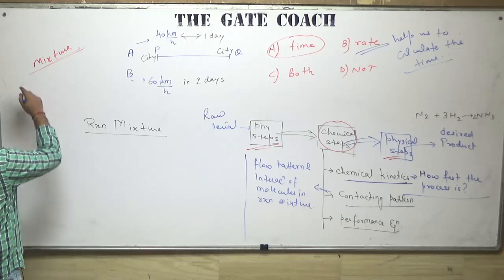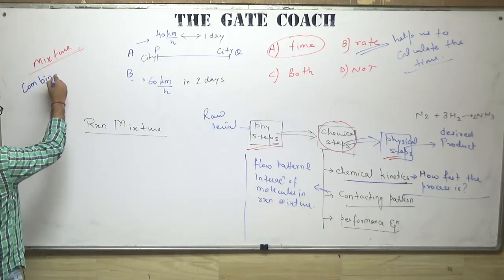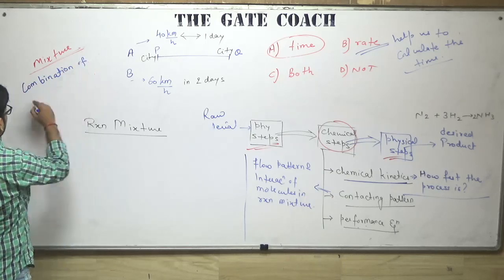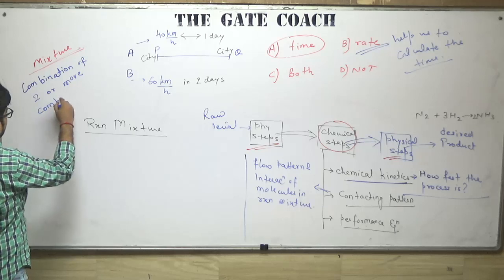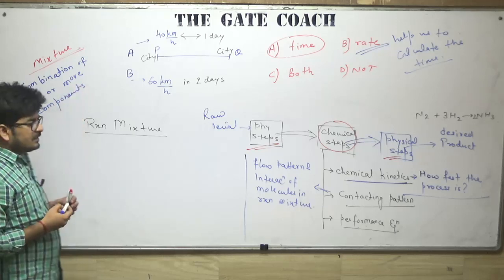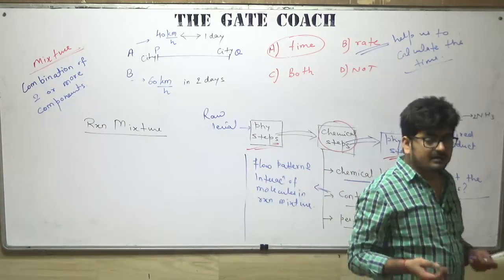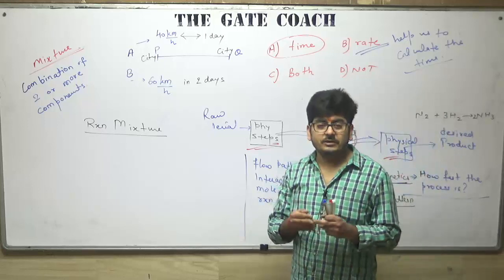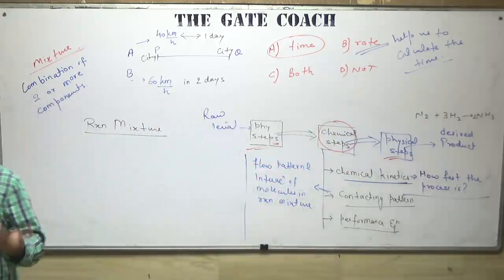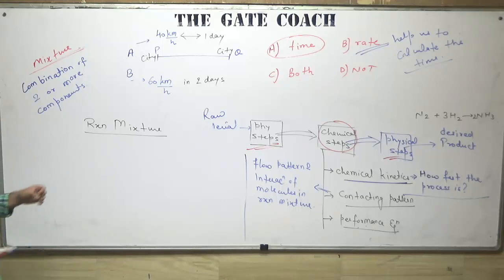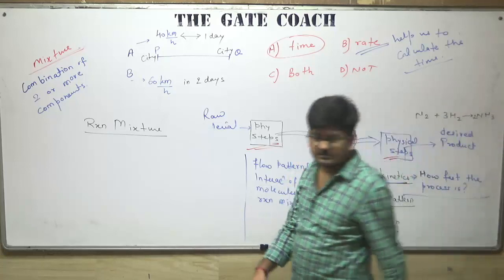Mixture we can define in simple words. We can say mixture is the combination of two or more components. The components can be of different types, or a mixture can also have the same component at different temperatures. Like if you mix hot water and cold water, that is also a mixture. So two or more components, and simple. Yes, wonderful.